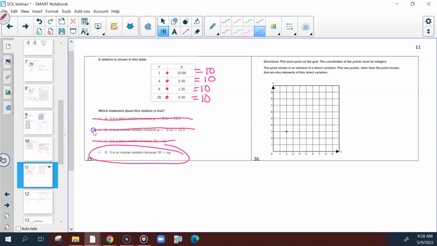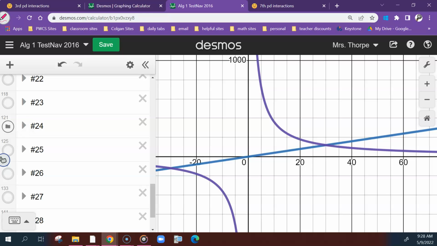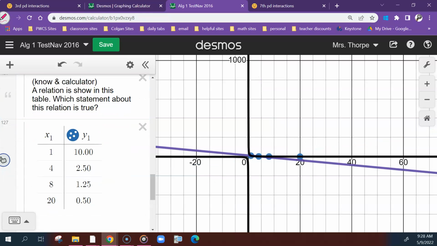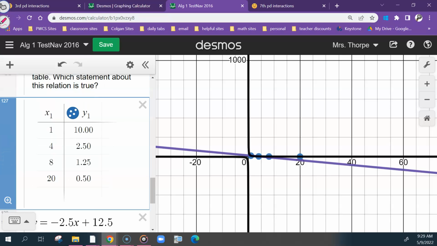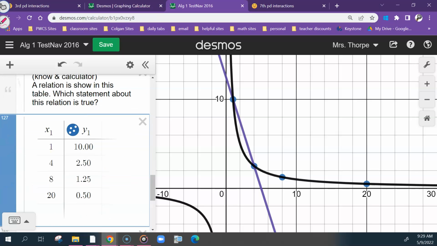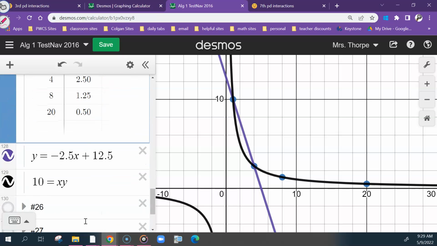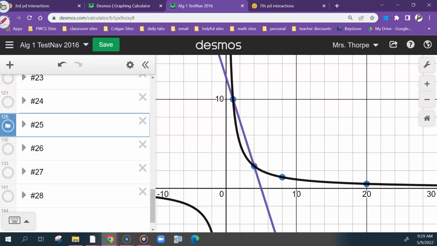I did put this in Desmos, so you could see the function. So I put in the values. And when you put in just the values, you see that these do not make a line. So that would also tell you, and if you put in the two equations, only one matches the values, which is the inverse. But you would need to know that that's an inverse.